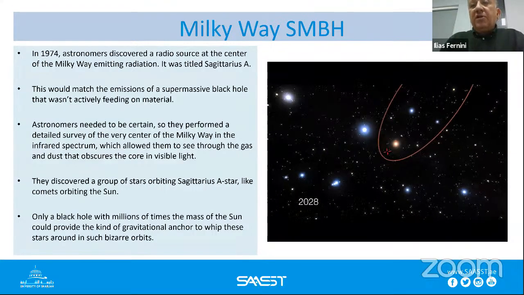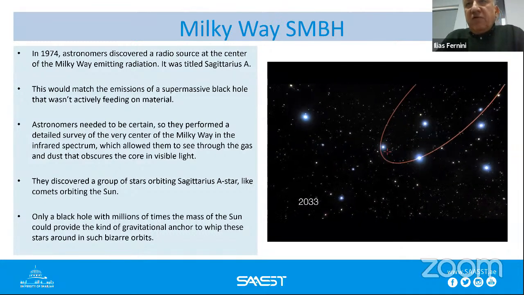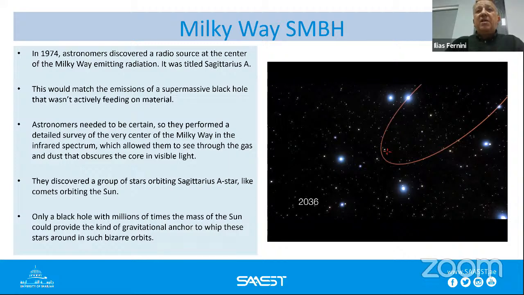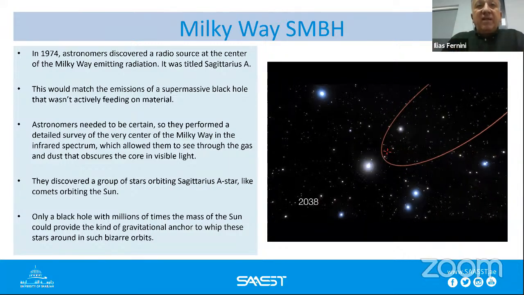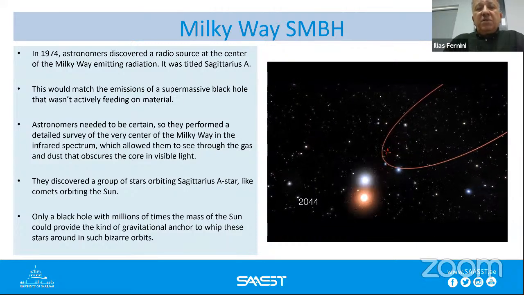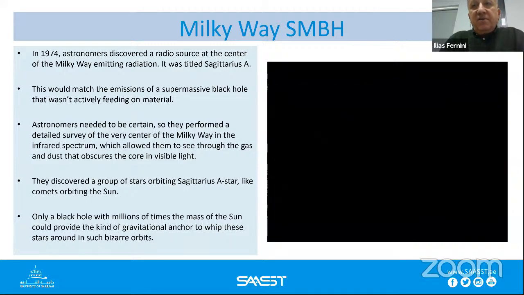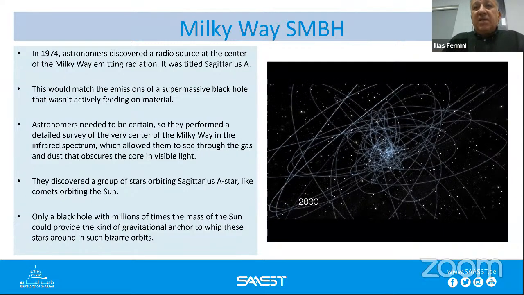And to be sure that we are looking at the right object, because when you look toward the center of the Milky Way, it is full of dust, the best way to look into it is to use longer wavelengths, like infrared radiation. And this is exactly what astronomers did. What you see here in front of you is a very nice simulation of the stars that are near this X in the middle.